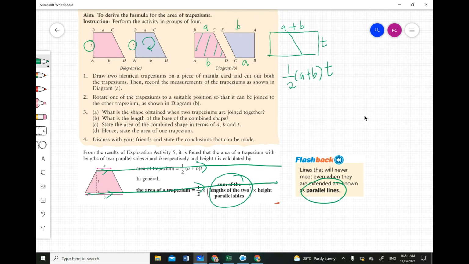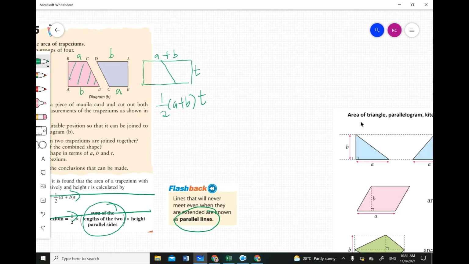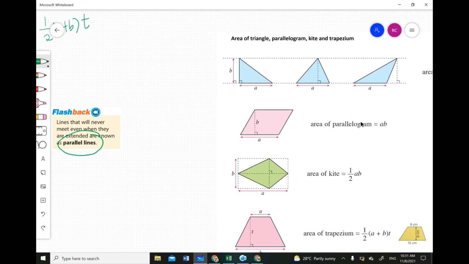So how many types of shapes have you just learned on how to find the area? How many types of shapes? 4 types actually, isn't it? The first one is what? Triangle. The second one? Parallelogram. Okay, very good. The third one? Kite. The last one? Trapezium. Yes, very good. So I will let you recap everything.